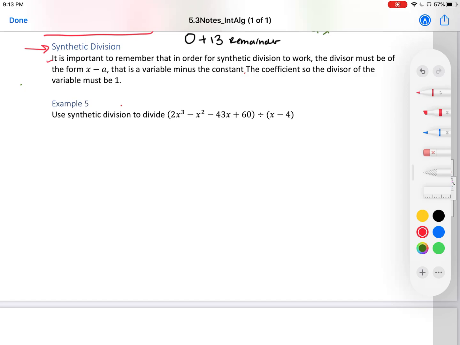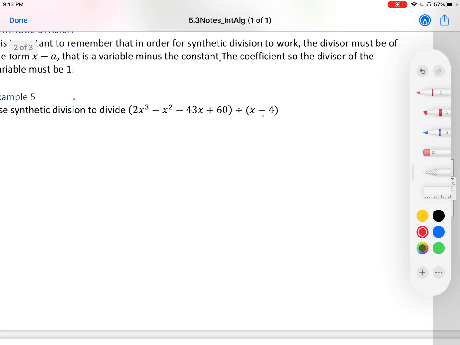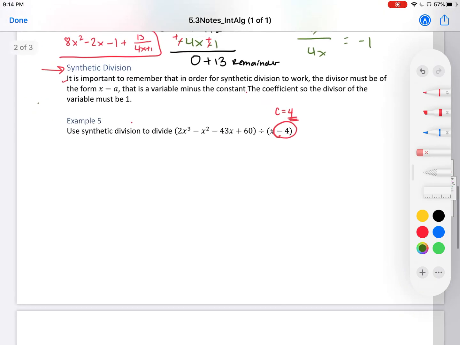So how we do synthetic division is you're going to take the number opposite of the sign. So I have a minus 4, I'm going to work with 4. And if you're unsure why this happens, we're technically working with the solution, the 0. So if I have x minus 4 and I solve for 0, plus 4, we get x equals 4. So that's where that 4 comes from. Okay, now we're going to divide by 4.